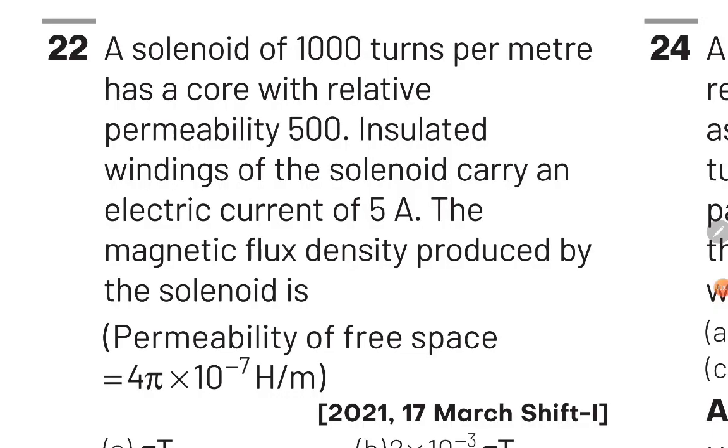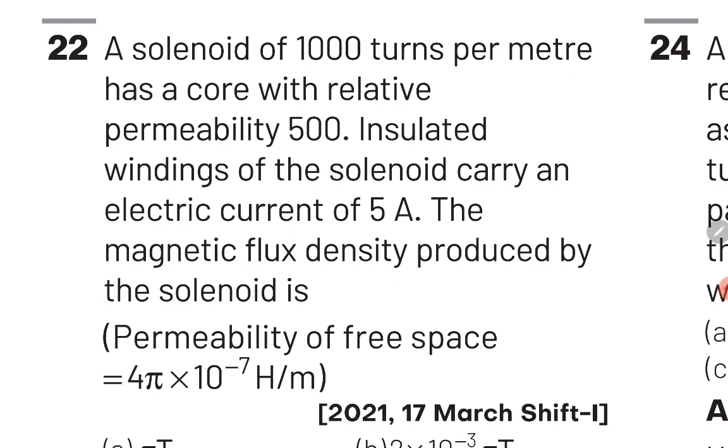Yes students, the seventh question of this chapter: a solenoid of 1000 turns per meter has a core with relative permeability 500. Insulated windings of the solenoid carry an electric current of 5 amperes. The magnetic flux density produced by the solenoid is. Guys, magnetic flux density is nothing but magnetic field, and magnetic field inside the solenoid is given by the formula mu Ni. Here mu is the permeability of the medium inside the solenoid, and to find this we will use the equation mu is equal to mu naught into mu r.